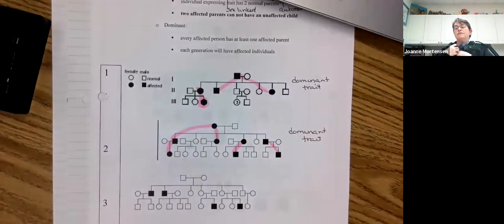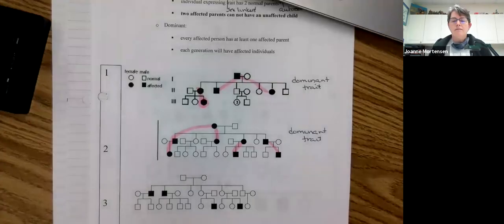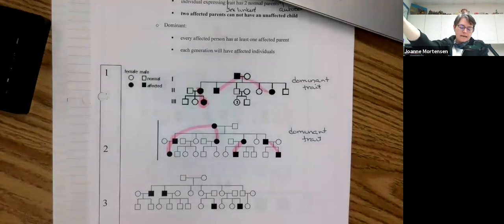And remember, that dominant trait doesn't have to be some really rare disease. It could be as simple as brown hair. Okay, so it's being carried down. All right, the next one.